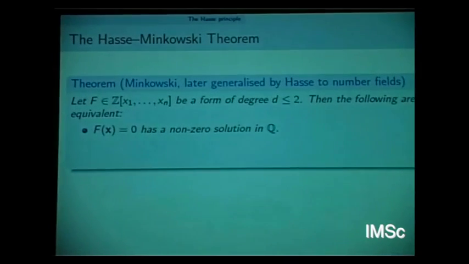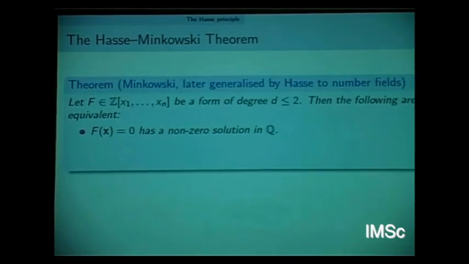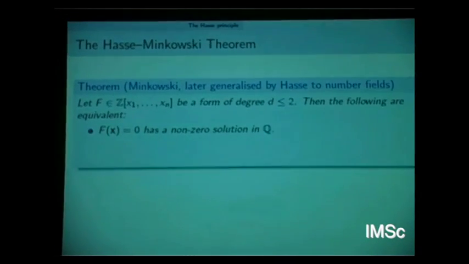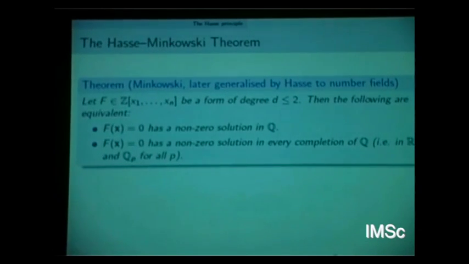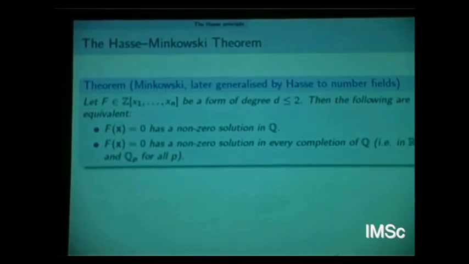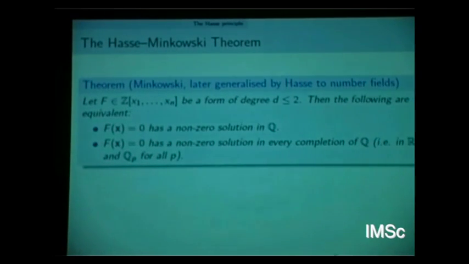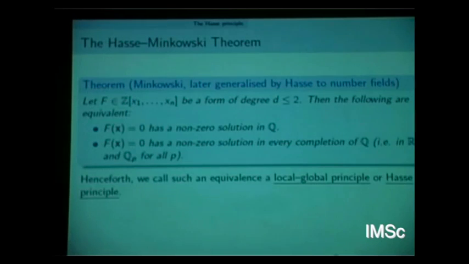f has a non-zero solution in the rationals if and only if f has a non-zero solution in every completion of the rationals, so specifically in the real numbers and in the p-adics for every prime. We'll call this a Hasse principle when such an equivalence holds. And the question that I want to address today is, does this still hold when the degree exceeds 2?